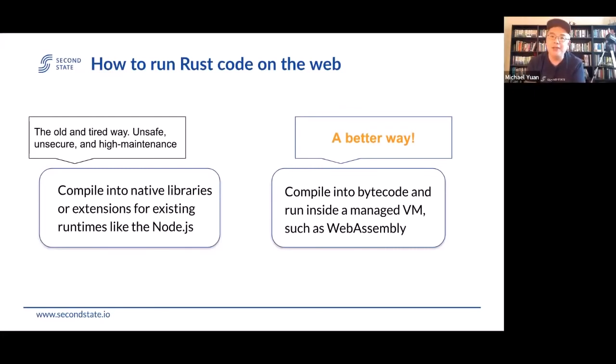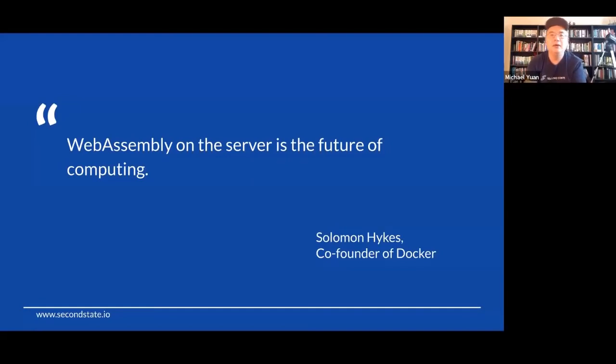So a better way is really to compare it to a managed bytecode, the approach that Java pioneered 20 years ago, right? Compiling it into a bytecode and running it inside a managed VM gives a lot of benefits. And today the leading choice of this VM is WebAssembly. Here's the co-founder of Docker. He said last year that WebAssembly on the server is the future of computing. He even went on to say that if WebAssembly and the WebAssembly System Interface had existed in 2008, they would not have invented Docker. That is how important it is.